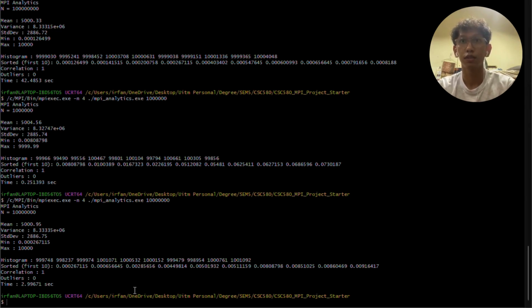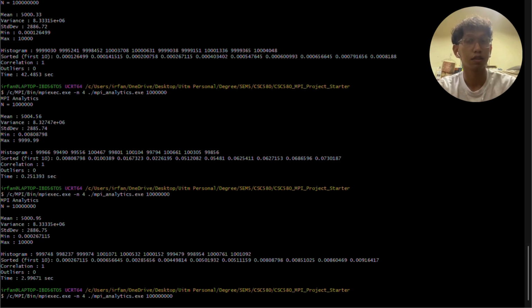The next one is large datasets. Here we go with 100 million data. It will take a tiny bit longer. Even with larger datasets, MPI maintains scalability by distributing workload across multiple processes, so it will be significantly faster compared to sequential. We just wait for now.